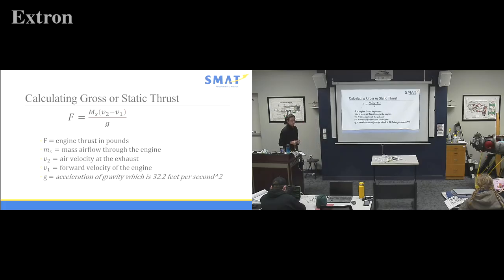So your velocity at the exhaust does increase as your forward velocity of the engine increases, right? Or no? We'll look at this calculation.